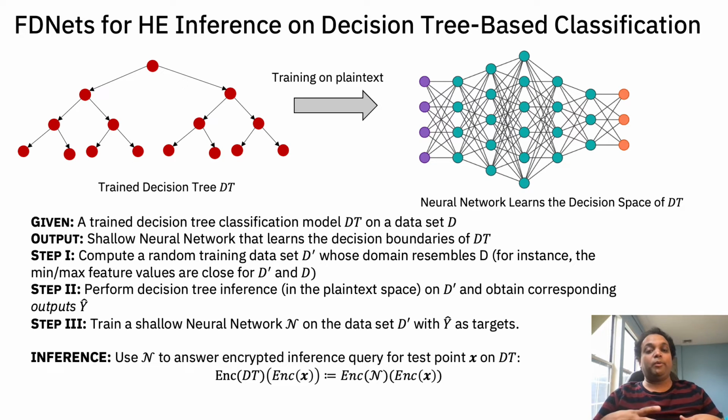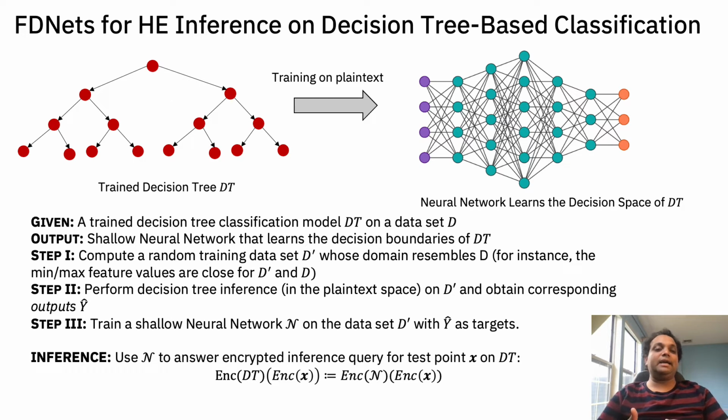And the output would be a shallow neural network that learns the decision boundaries of the decision tree. Now, this shallow neural network needs to satisfy a few properties. Firstly, it can only use approximate activation functions, polynomial approximate activation functions. And we'll describe what those functions are in a minute.